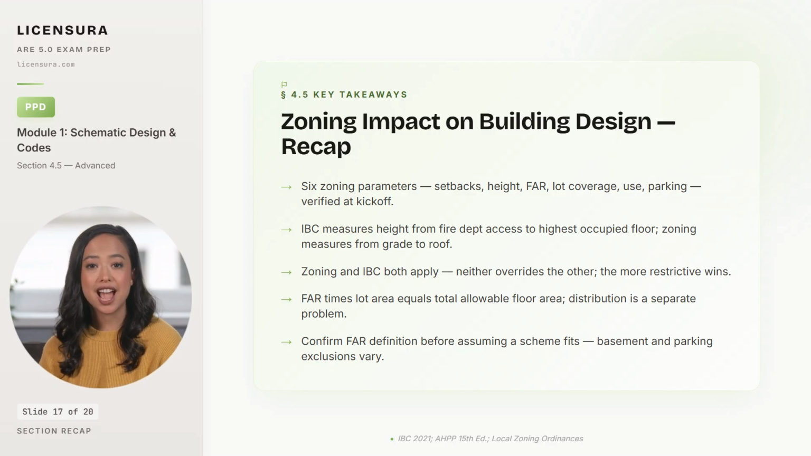Third, zoning and the IBC operate on parallel tracks. Neither overrides the other, and the more restrictive limit always wins on the permit set. Fourth, FAR multiplied by lot area gives total allowable floor area, and how that area distributes vertically is a separate problem governed by height, setbacks, and lot coverage. And fifth, before assuming any scheme fits the FAR, confirm what the local code counts toward FAR. Basement, mechanical, and parking inclusion rules vary by jurisdiction, and the wrong assumption blows the cap.